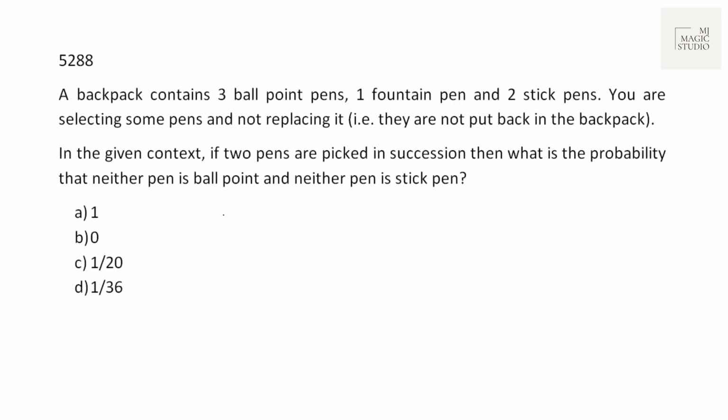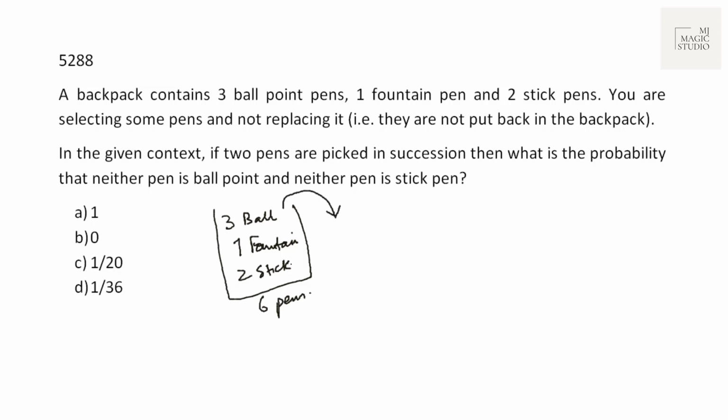A backpack contains 3 ballpoint pens, 1 fountain pen, and 2 stick pens. That means a total of 6 different kinds of pens. You are selecting some pens and not replacing them, that is, they are not put back in the backpack. If two pens are picked in succession, one after another, what is the probability that neither pen is a ballpoint and neither pen is a stick pen? The pen should not be a ballpoint pen or a stick pen, so we are left with only the fountain pen.